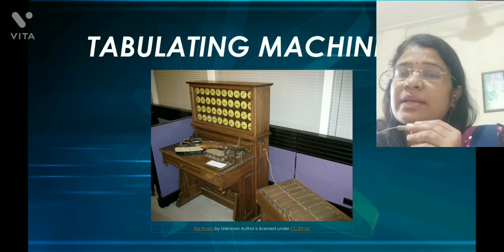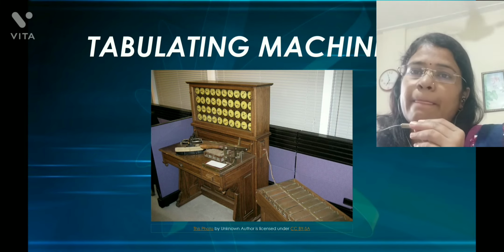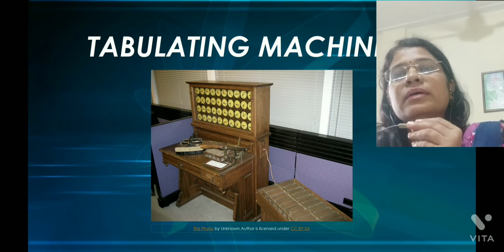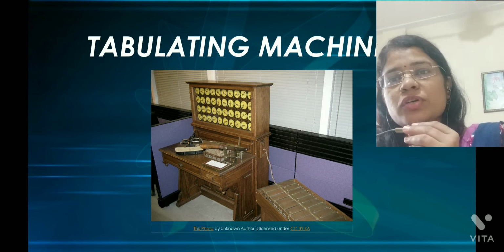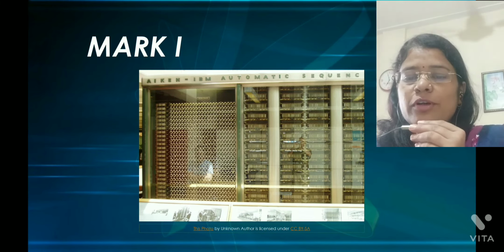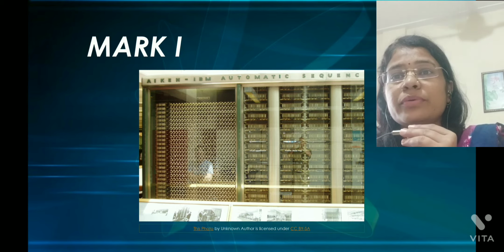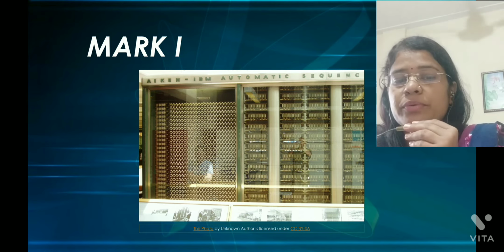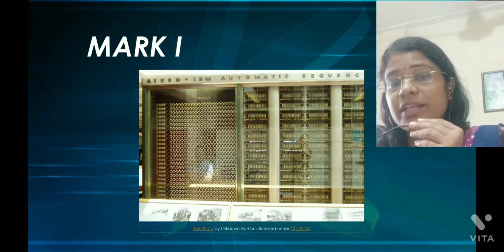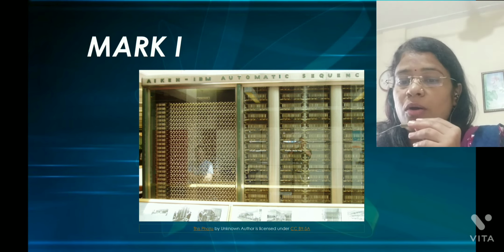In the same manner the tabulating machine was also working, and in that tabulating machine punch cards were used. After some years some more inventions were done, and a new machine was invented, the new digital computer. The name of that digital computer was Mark I, and this was the first automatic digital computer, made in 1944 by Howard Aiken.